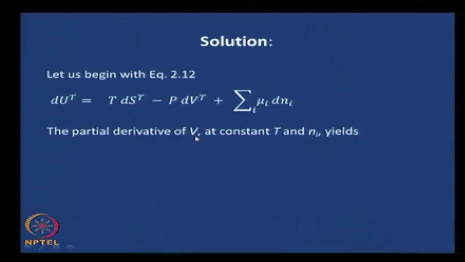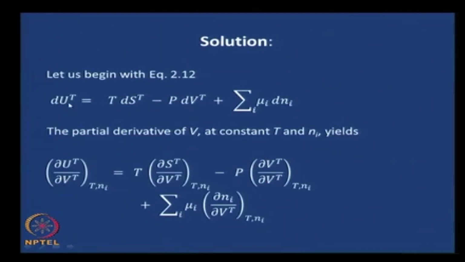Taking the partial derivative with respect to V_t at constant T and n_i, we can write (∂U_t/∂V_t) at constant T, n_i equals T (∂S_t/∂V_t) minus P (∂V_t/∂V_t) plus the summation over all i of mu_i (∂n_i/∂V_t) at constant T, n_i. Continue further, we are looking at (∂U_t/∂V_t) at constant T, n_i. Look at these terms here and see what you could do to get it in terms of measurable quantities. Take another 5 minutes or so.